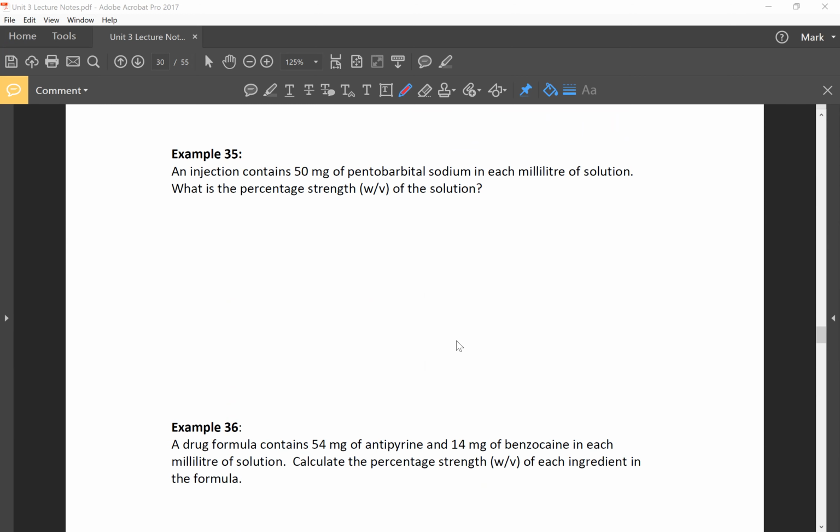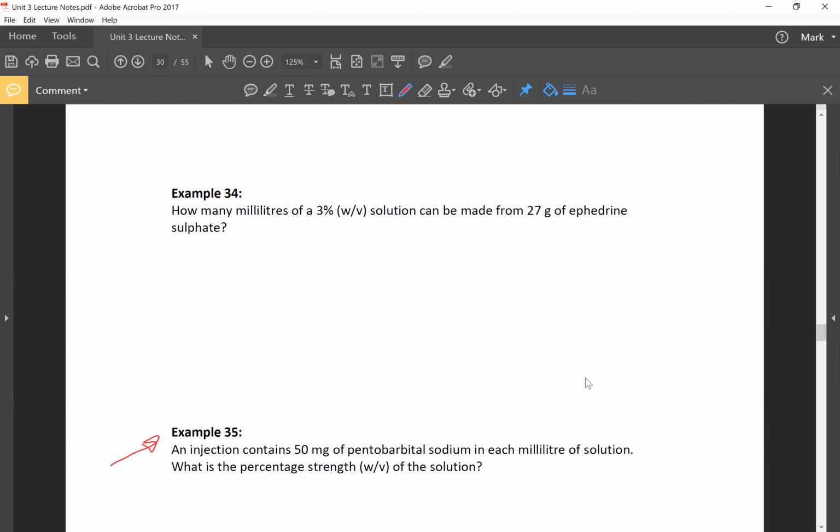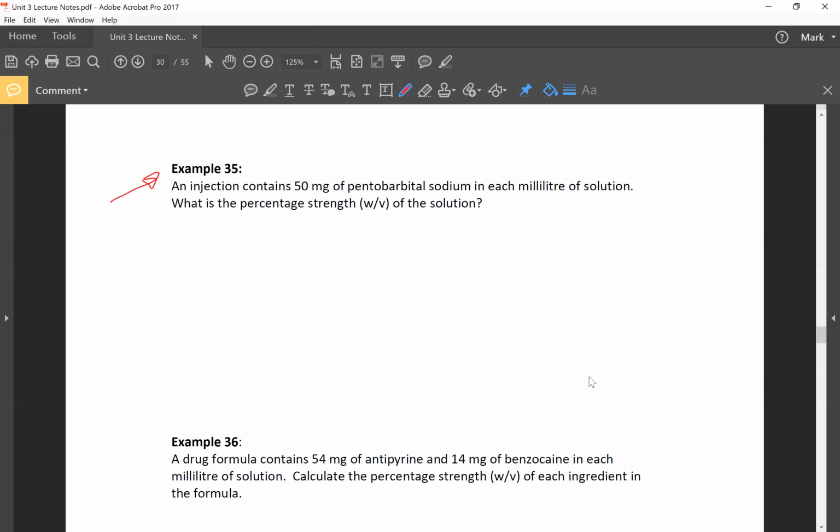Okay, so an injection contains 50 milligrams of pentobarbital sodium in each milliliter of solution. What is the percentage strength of the solution? Now, this one, a little bit more challenging. I'm not putting a star by this because it's important, but this one's a little bit more work than the others. Notice here, I'm not given any information, like I'm not given the amount of solution. All I'm given is that it's a 50 milligram strength. So there's a bit of work that I need to do for this.